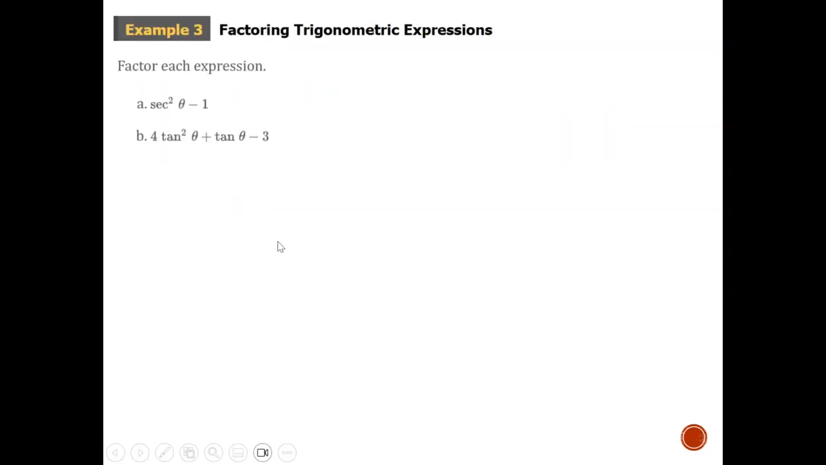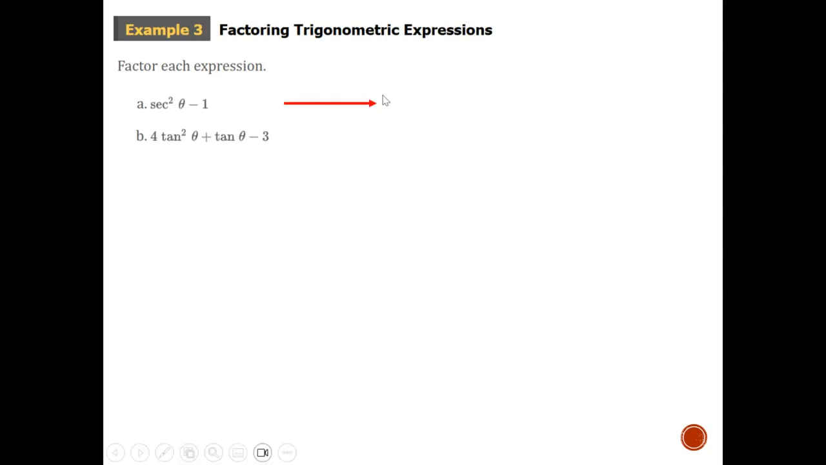Now factoring, guys, okay? Factoring trigonometric expressions. So example 3, they want us to factor a and b. A is secant squared theta minus 1, and b is 4 tangent squared theta plus tangent theta minus 3. Okay, I always tell my students to convert it to something quadratic, something that we should know how to do from previous courses, from pre-cal 1.